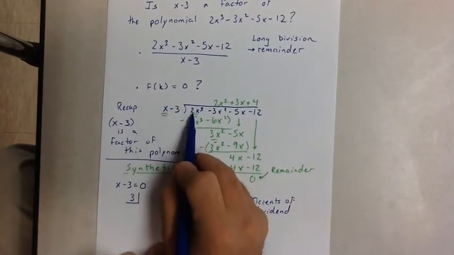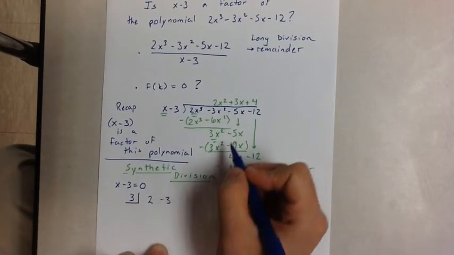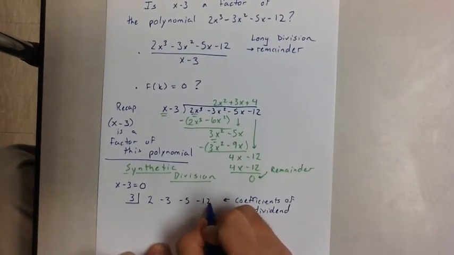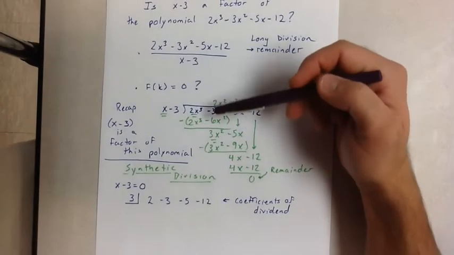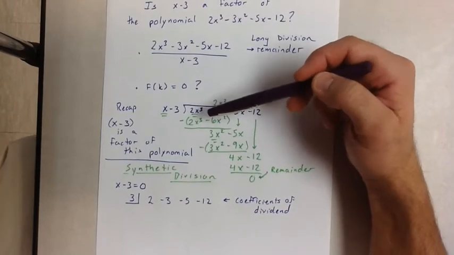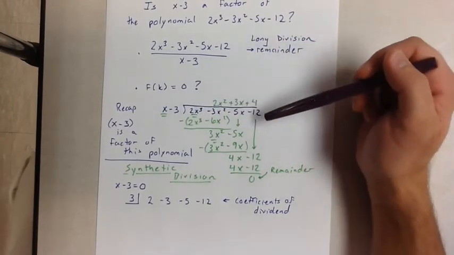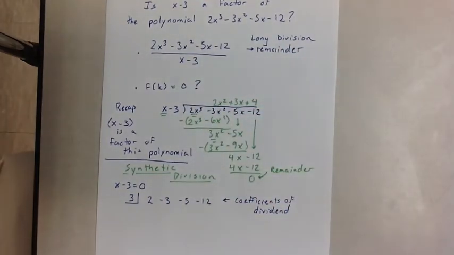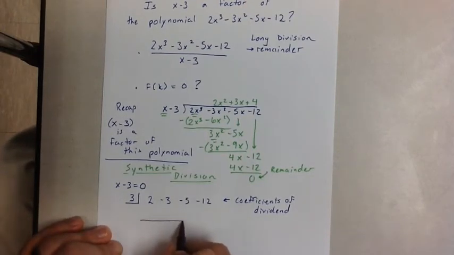So we would have 2, negative 3, negative 5, and negative 12. And I should say right now, just like long division, the terms have to be in decreasing order. So our highest degree first, and ending with our constant. It has to go in that order still in synthetic division. Alright, so this is actually the setup for synthetic division.